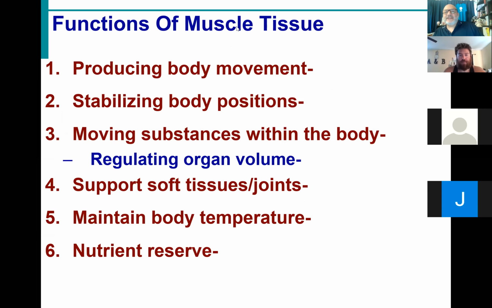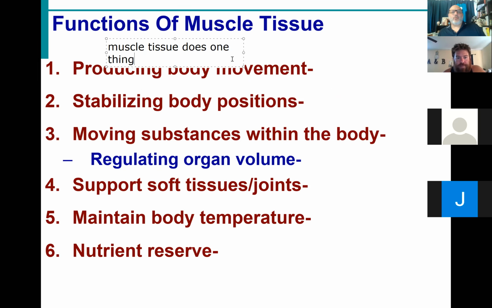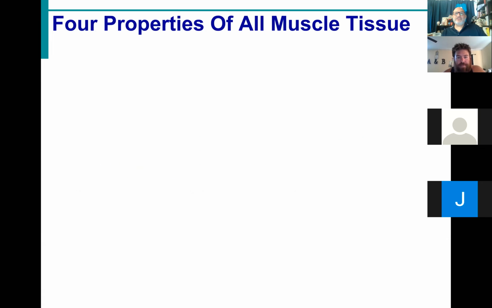And what's amazing about this is muscle is pretty much a one-trick pony. Muscle tissue, and let's be specific, does one thing and one thing only. What is that one thing really that muscle tissue does? Contracts. Exactly, absolutely. It pretty much does one thing, it contracts.